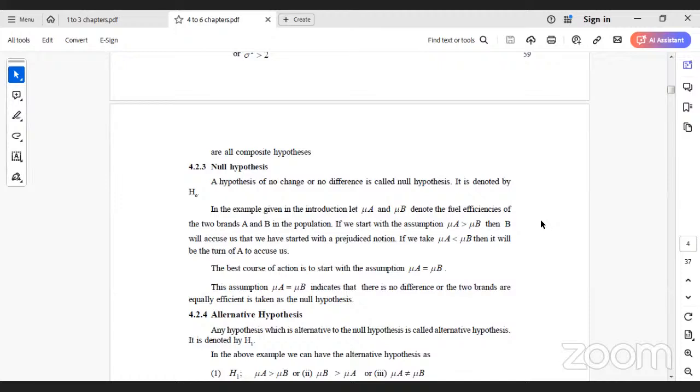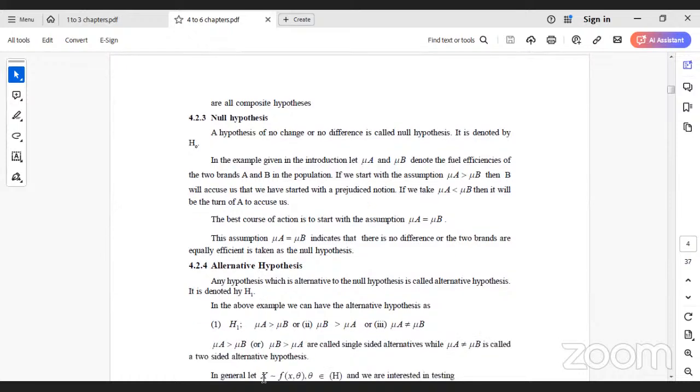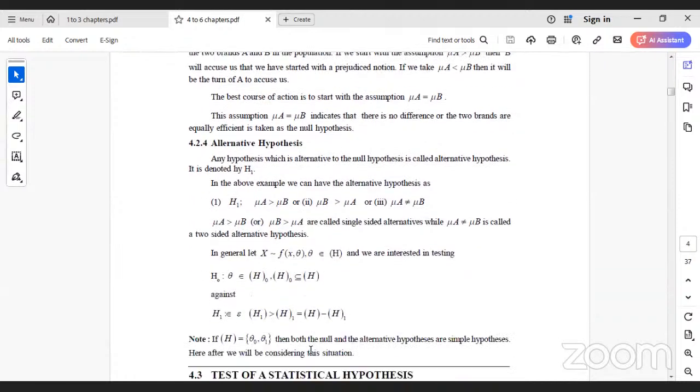So the best course of action is to start with the assumption mu A is equal to mu B. This assumption says there is no difference between the two brands; they are equally efficient. There is no prejudiced assumption there. It is called the null hypothesis.